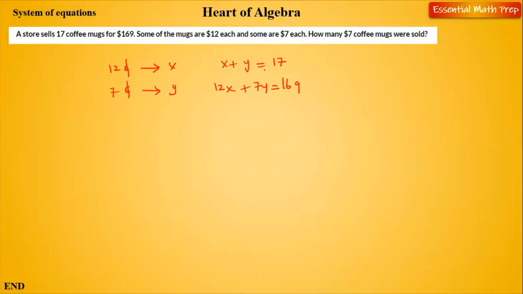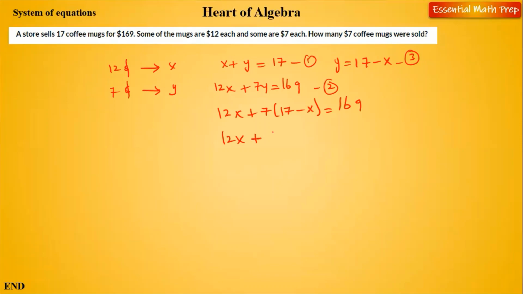We're again getting rid of the dollar sign. So again, just like you did in the previous case, if you take Y equals 17 minus X, if this is expression 1, this is 2, and this is 3, substitute 3 in 2, which means 12X plus 7 times (17 minus X) equals 169. 12X plus 17 times 7. I can't do it off the top of my head. That's 119 minus 7X equals 169.